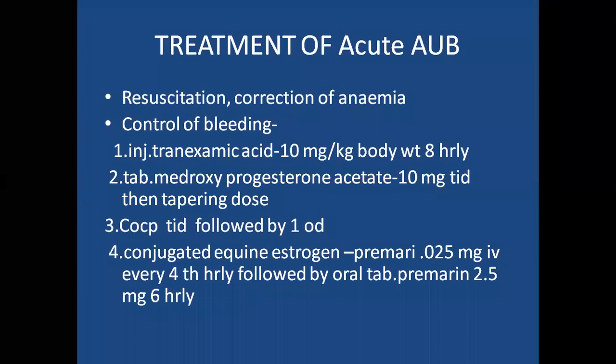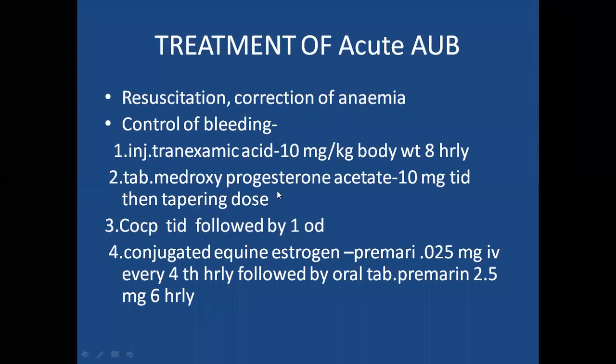Otherwise, if you stop abruptly, she will get withdrawal bleeding. So 10 milligrams TDS for 3 days, then 10 milligrams BD, 2 times daily, for 3 more days, then 10 milligrams OD for 16 to 25 days, so that after stoppage of that tablet, she will get regular cycles.